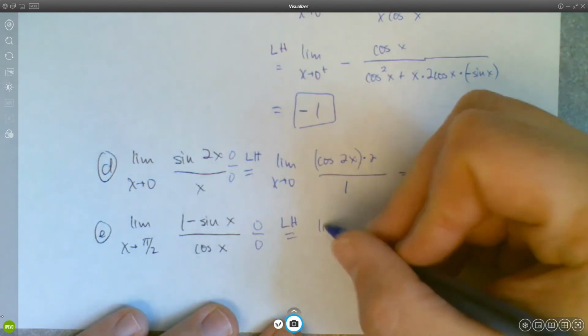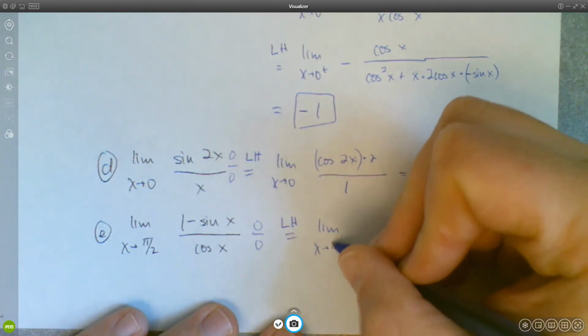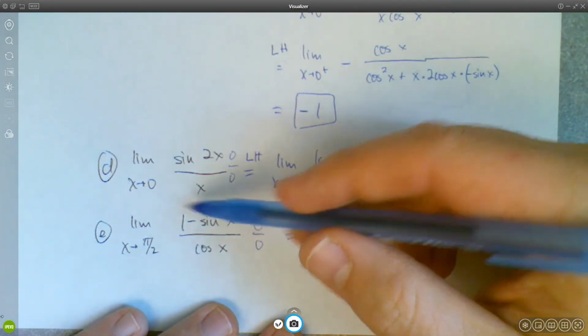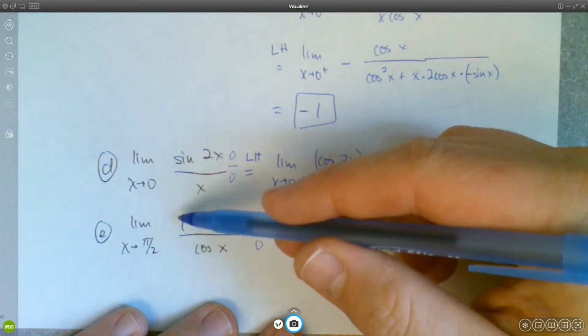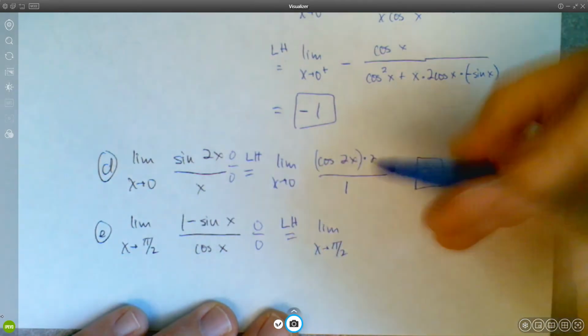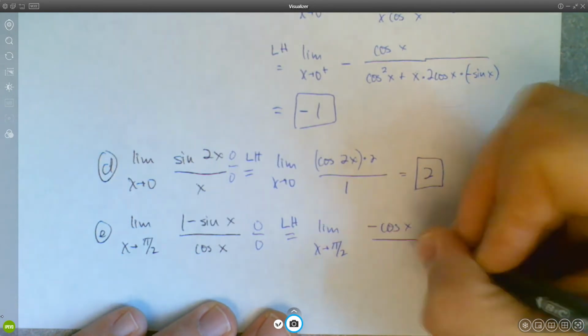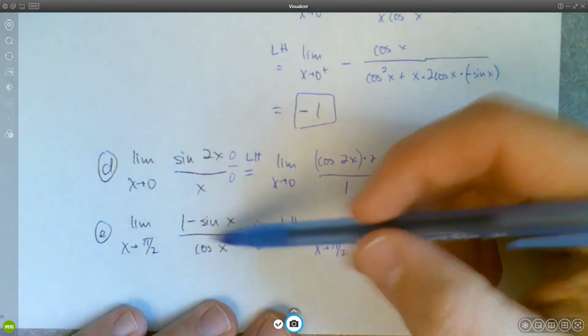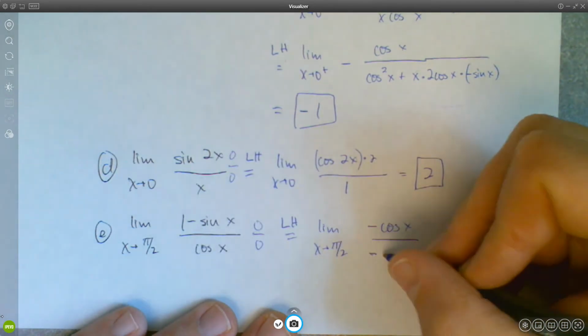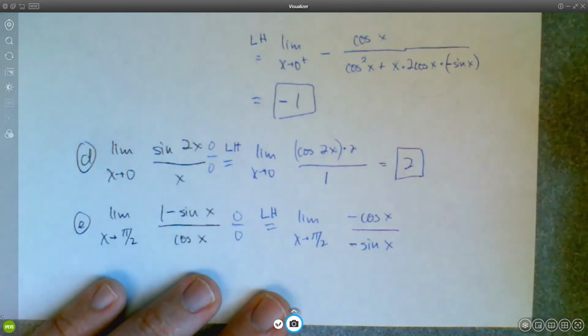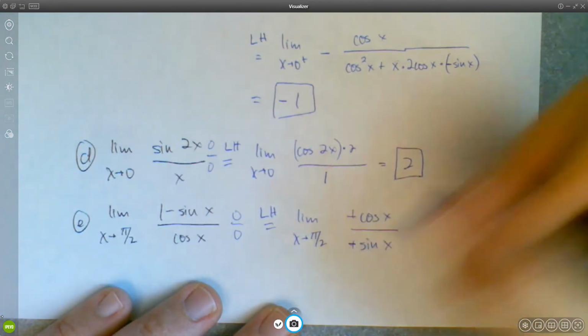Okay, so this is going to be limit as x approaches pi over 2. Derivative of sine is cosine, right? So we're going to have derivative of 1 is 0, and then derivative of negative sine is, I guess, negative cosine. So we're going to have just the negative cosine x in the numerator. In the denominator, derivative of cosine is negative sine. Okay, so obviously the negatives cancel.